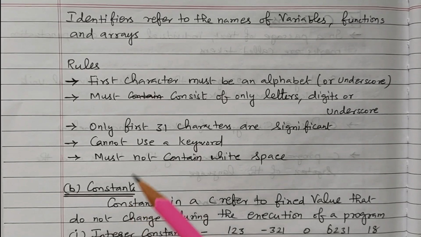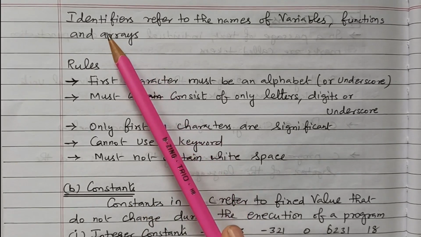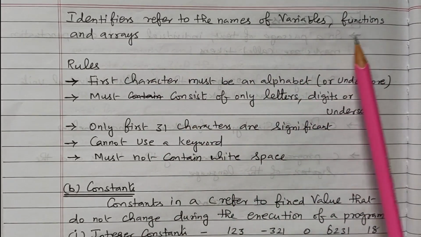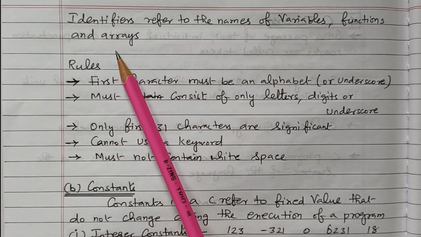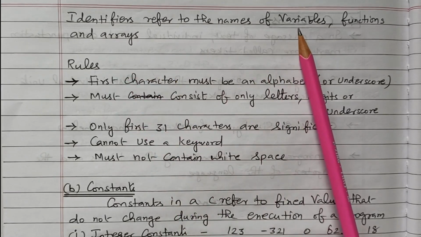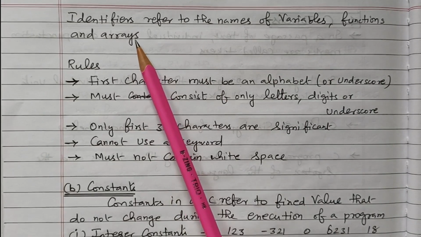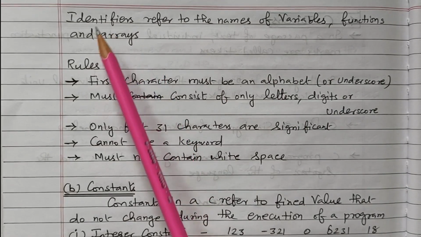So we discussed the keywords. Now it is the identifier. Identifier refers to the name of the variable, function and array. So while using a variable, function or array, we have to give it a name. That is called an identifier.